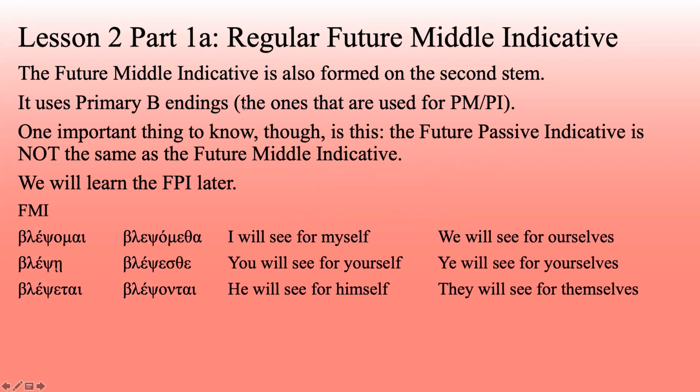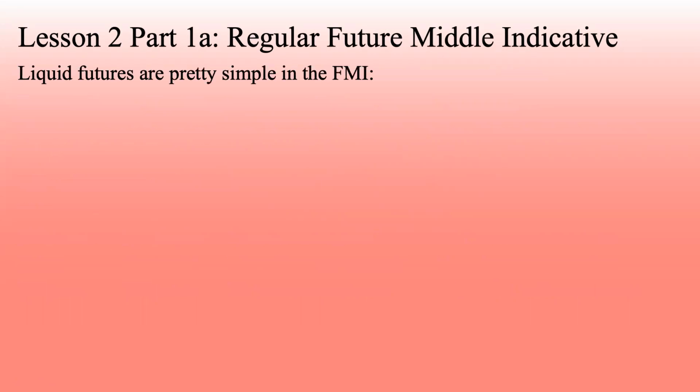So here is the future middle indicative. We have blepsomai, blepse, blepsetai, blepsometha, blepsesthe, blepsontai. Only difference between this and the present middle passive indicative is that psi, which is a blending of a P and a sigma. So: I will see for myself, you will see for yourself, he will see for himself, we will see for ourselves, ye will see for yourselves, they will see for themselves. You don't need to also give a passive meaning when you're parsing these, because this is not the same form you will see when these are in the passive. These are just the middles.